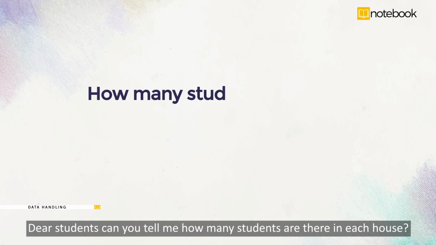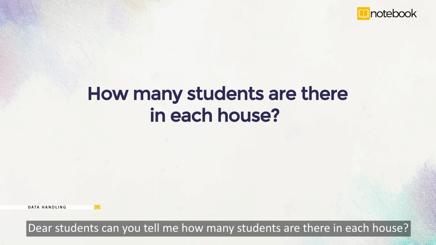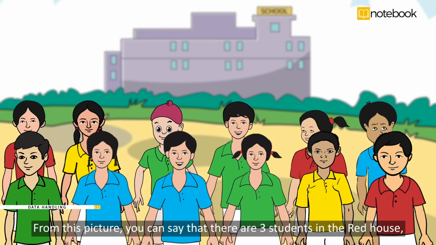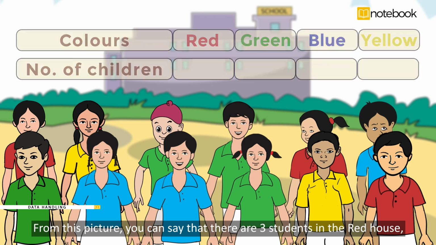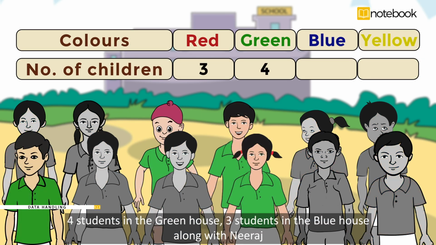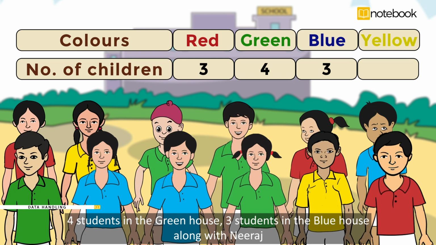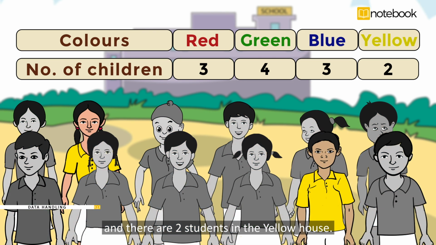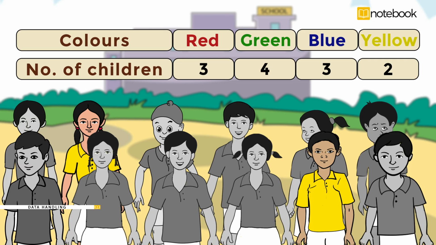Dear students, can you tell me how many students are there in each house? From this picture, you can say that there are 3 students in the red house, 4 students in the green house, 3 students in the blue house, along with Neeraj, and there are 2 students in the yellow house.